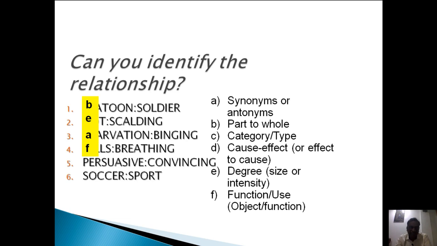Gills, breathing, F. It is an example of function and use. Persuasive and convincing is a synonyms or antonyms category. And the last one, soccer, sport. The answer is category type.